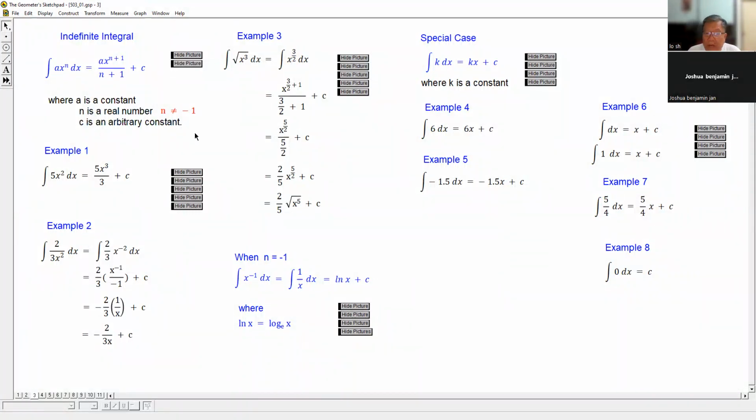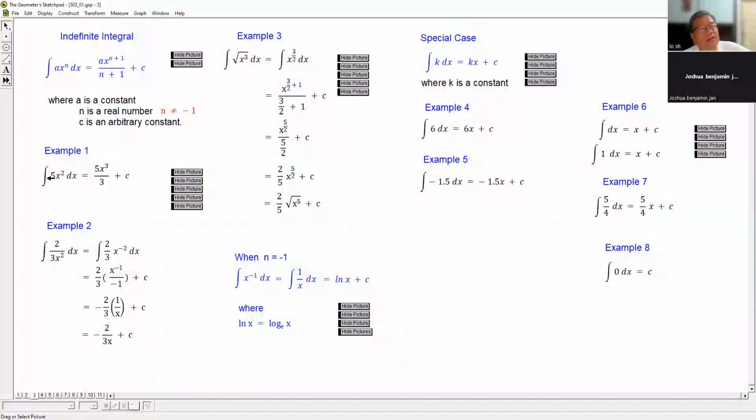Now, earlier on, when we do differentiation, what we did was you multiply with the power, then the power less by 1, right? But now, integration is the opposite process. You increase the power by 1, then you divide by the power. Earlier on, we multiply with the power, power less by 1. Now, we increase the power, and divide by the power instead of multiply. If you don't know what I'm talking about, we have examples.